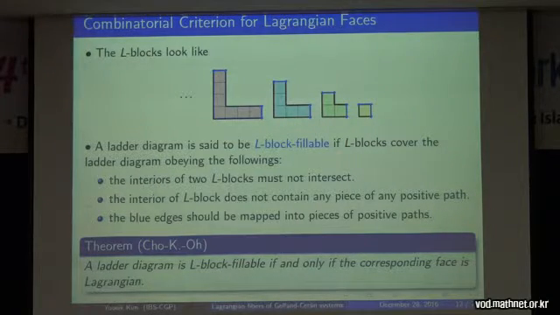The ladder diagram or a face? Ladder diagram, so exactly speaking, a graph in the ladder diagram satisfying the start condition. Yes. Okay, thank you.